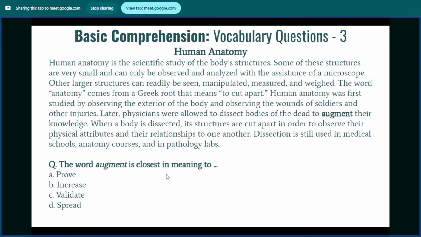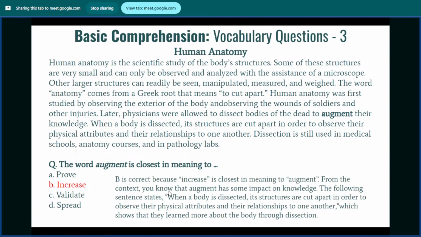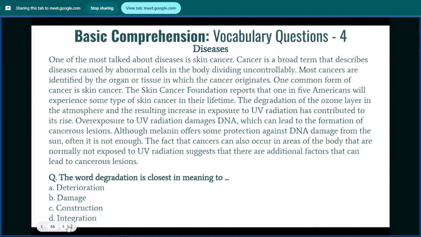Next, this is a little longer passage. B. Increase. Are you sure? Correct, very good. Next.